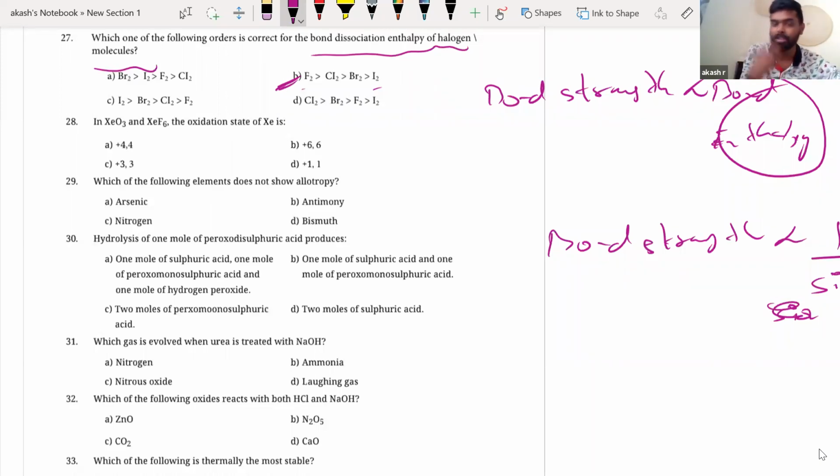Okay, smaller size, more strength. More bond strength, more enthalpy, more energy of the supply. So very simple. Am I doing it correctly? Yeah, this is the answer.